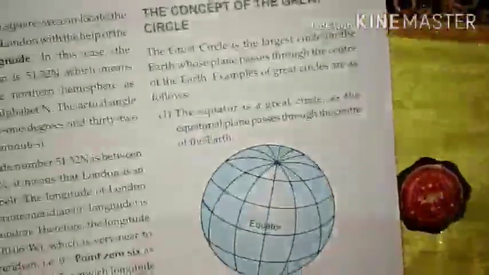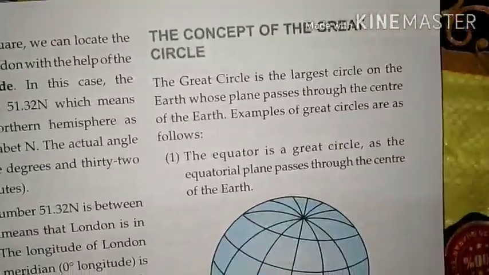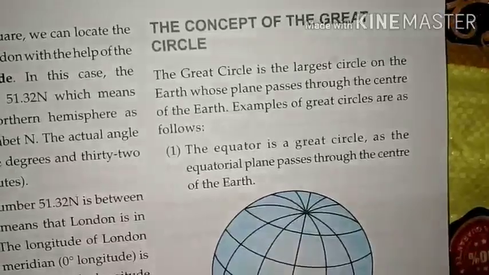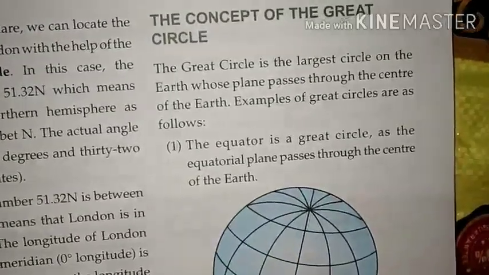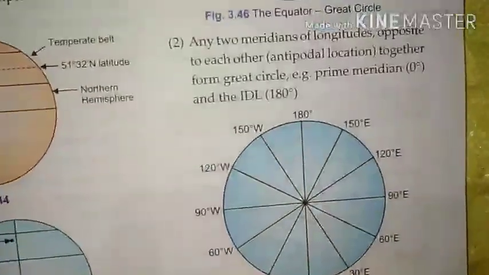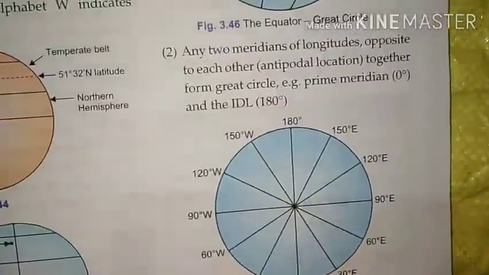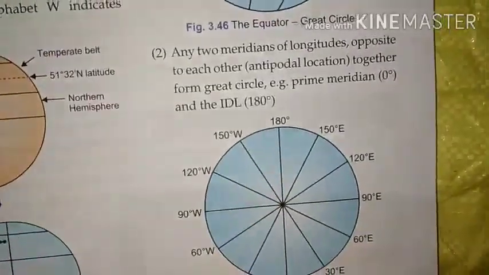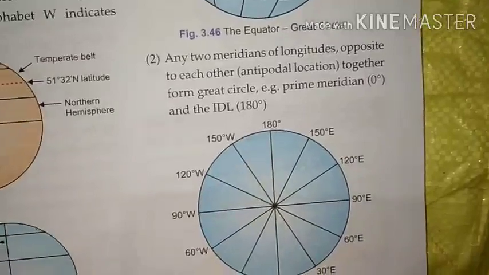Alright. Now the concept of great circle. The great circle is the largest circle on the earth whose plane passes through the center of the earth. Alright, some examples are given here, like the equator is a great circle as the equatorial plane passes through the center of the earth. Along with that, any two meridians of longitude opposite to each other, that is antipodal locations, together form a great circle, like 0 degree and the ideal, that is 180 degree.